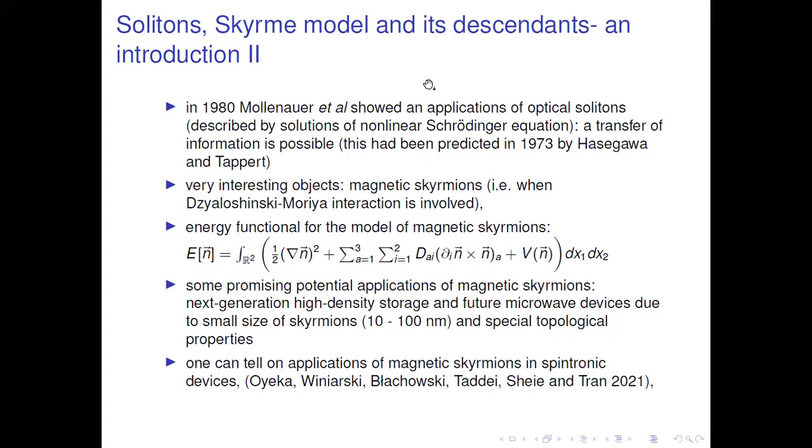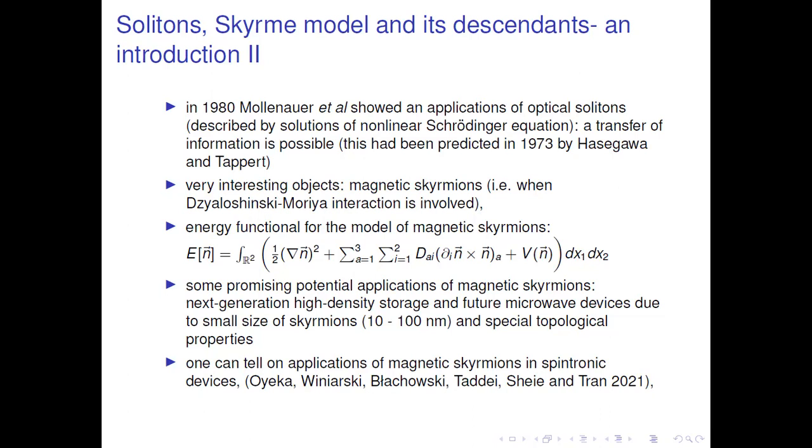About the applications, because one can ask what about applications? Applications of solitons in general. This is a very important result from 1980, obtained by Mollenauer and his research group. Very important applications of optical solitons were predicted 7 years before this discovery by Hasegawa and Tappert. Namely, we can talk about a transfer of information by using optical solitons. They are the solutions of the nonlinear Schrödinger equation.